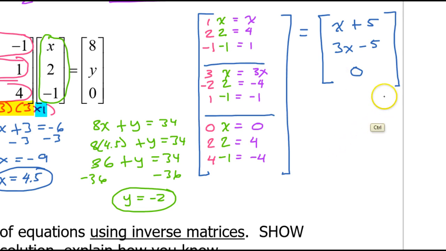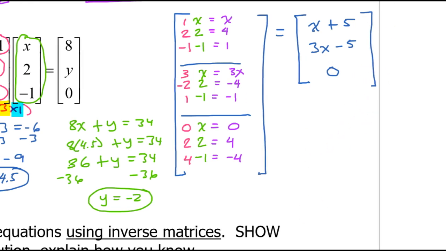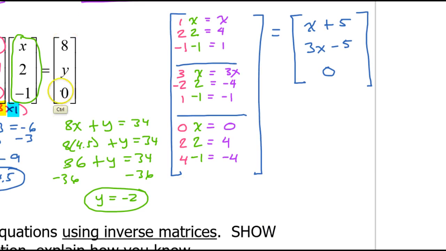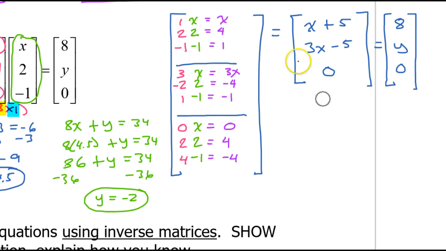Okay, so now this should equal the other matrix, 8, y, 0. Which sets up some nice little equations for me. The first element should equal the first element. So that gives me x plus 5 should equal 8. Subtracting 5 from both sides, that gives me x is equal to 3.